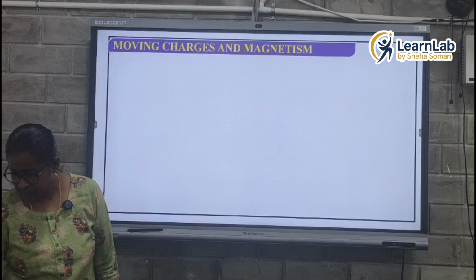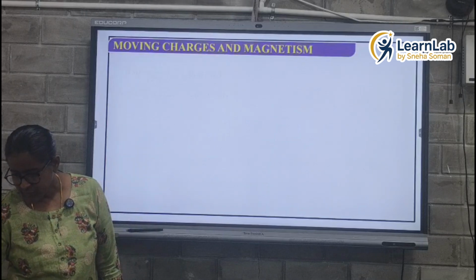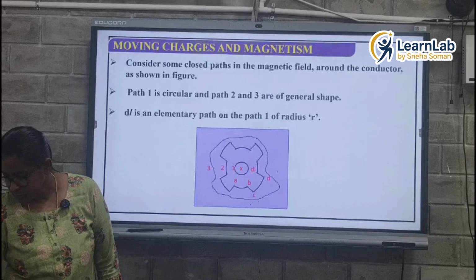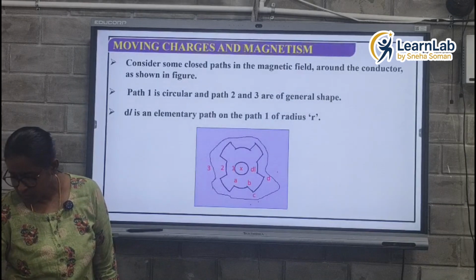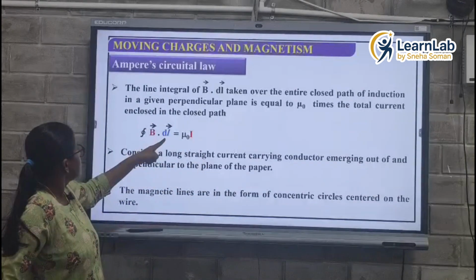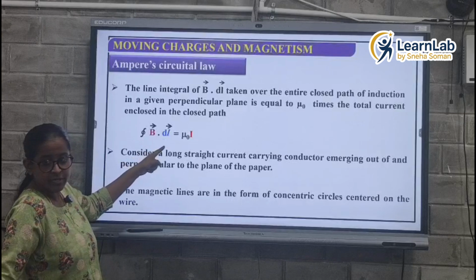Yes. From the beginning. Okay, so the definition is the first one. Okay, so this is the definition of Ampere circular law.